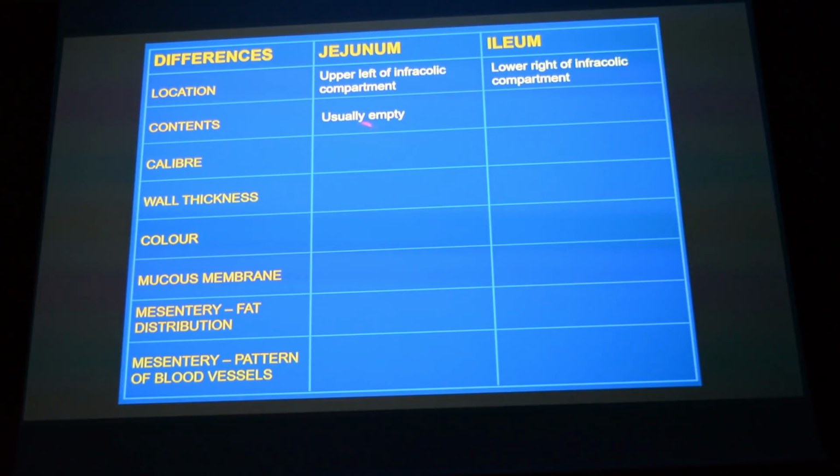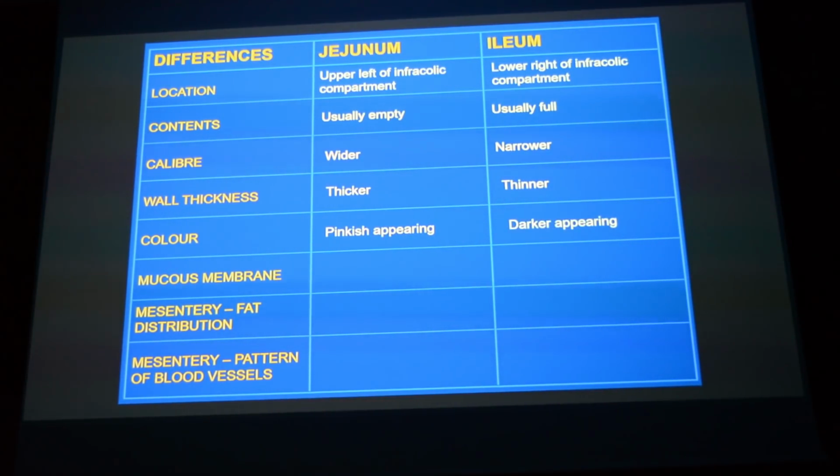What does it contain? Usually, the jejunum is empty and the ileum is full. Caliber is wider in the jejunum, narrow in the ileum. Wall thickness is thick in the jejunum. These are all under the microscope; you cannot see them in the gross. Color is pinkish and darker in the jejunum. They are in relation to each other.